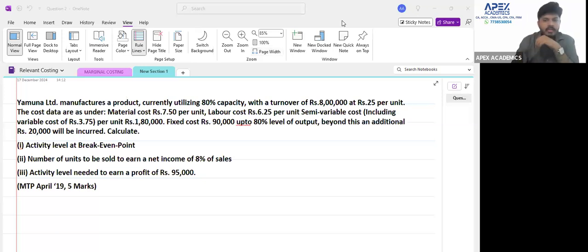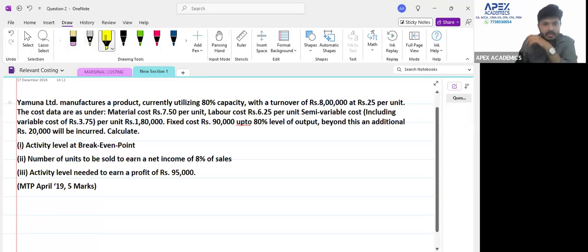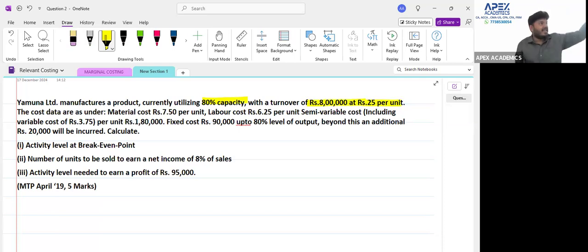Now, second question. Yamuna Limited manufactures a product by currently utilizing 80% of its capacity. It has a turnover of 8 lakhs at 25 per unit at this 80%. So, if you are to apply your mind, you can say that 8 lakh divided by 25 per unit will give you the number of units. And those number of units are at 80% of your capacity. Agreed or disagreed?